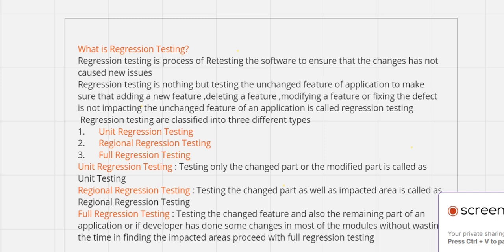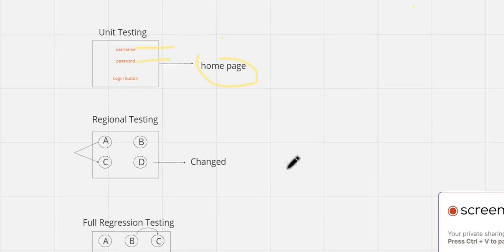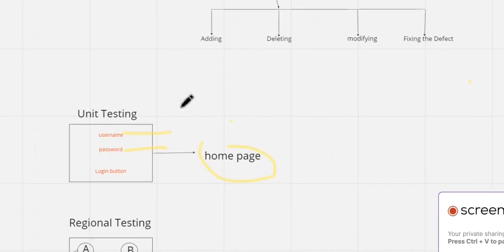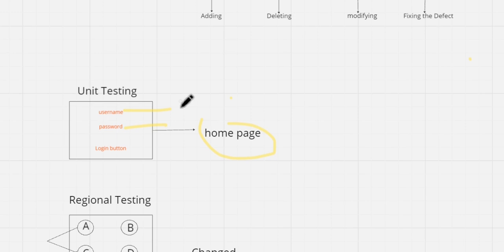Suppose you have an application in which you have a username and password. Let me show you an example. Now the developer has changed some feature in the username text field and password text field, because of which when you enter your username and password and click the login button, it is not allowing you to proceed to the home page. It will display something different, such as password is not matching, or it will go to a blank page. This is happening because the developer has made some changes in the username and password text field. So in that case, what will we do? We will do unit regression testing: testing only the changed part as well as the modification part.